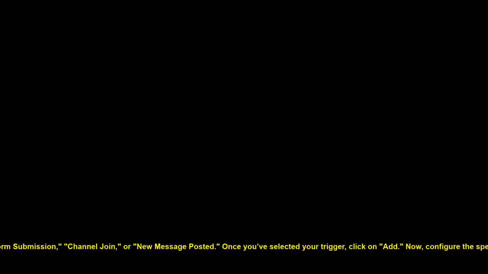You will be prompted to name your workflow. Choose a descriptive name that reflects the purpose of the workflow. Next, select a trigger for your workflow. Triggers are the events that will start your automated process. You can choose from options like form submission, channel join, or new message posted.